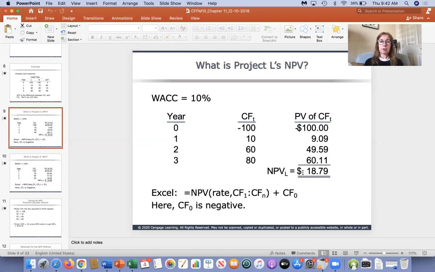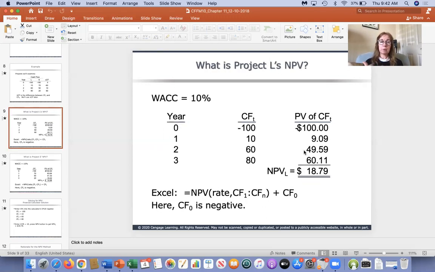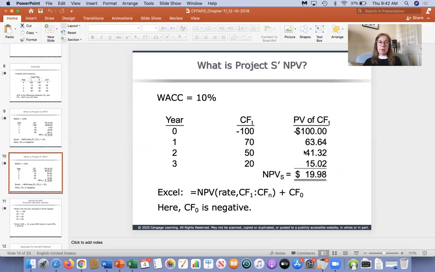So if this project were independent with project S, you would accept both of them. You would accept any project that has a positive NPV. If this project were mutually exclusive with project S, where you can only accept one, you're going to accept the one with the higher NPV. And so they have run the numbers for project S, and we see that this project has a positive NPV too. This is actually higher. So if they're mutually exclusive, we would be accepting this one.